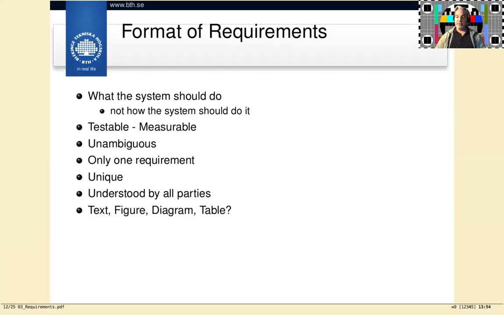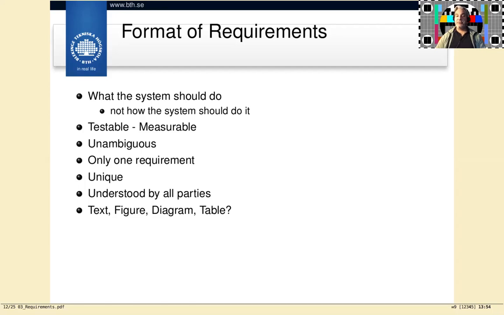The actual requirements then, the description. As I said, we want that to be what the system should do, not how it should do it. So if I look at the system from the outside, if I give the system a certain stimulus, what response do I expect? Not the internals of how that response is going to be produced, just the response I get. It should be testable and it should be measurable, so that I can actually know that I'm done with it and that I've met the requirement.